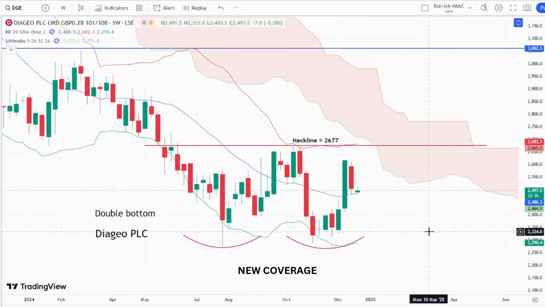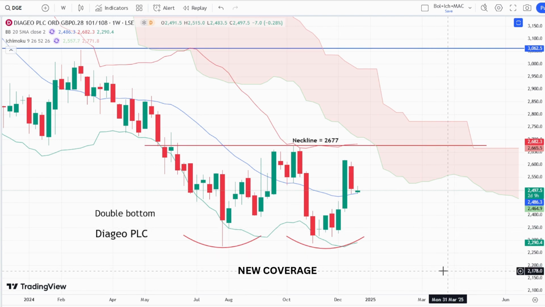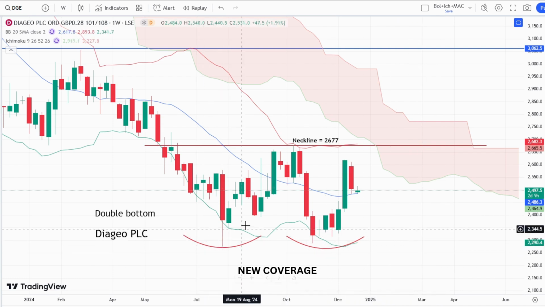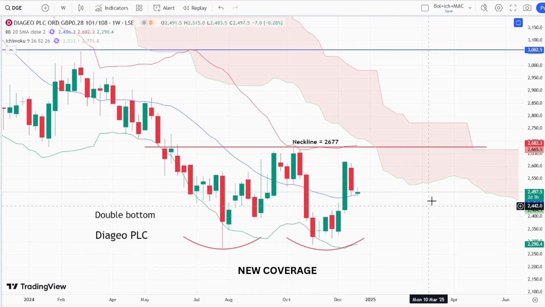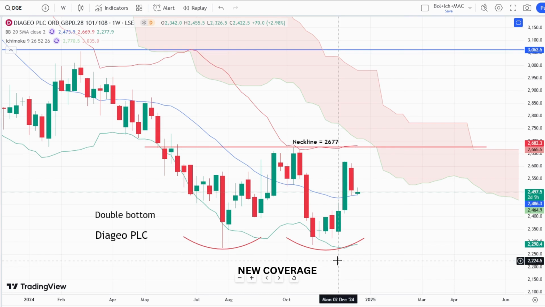Next, I'm covering Diageo. It's a British multinational alcoholic beverage company, and while you may not be familiar with its name, I'm sure you are familiar with its brands, which include Guinness Stout and Johnnie Walker. It has fallen for quite some time, but in recent months it has bottomed. So I suspect that it may be forming a bullish pattern, a double bottom, and this requires a weekly close above the neckline at 2,677 to complete this bullish pattern.